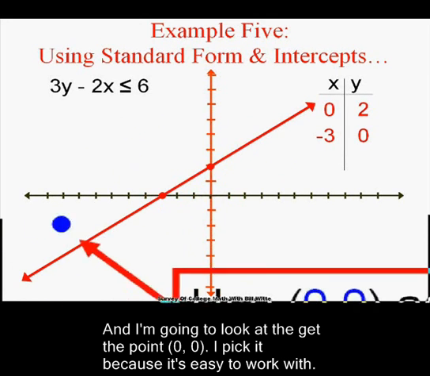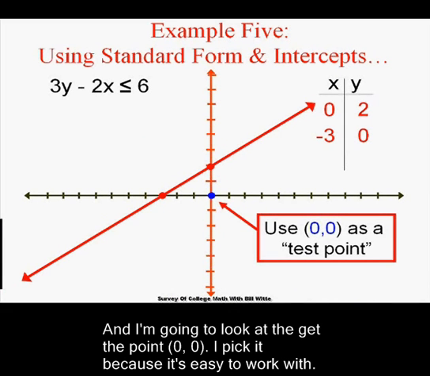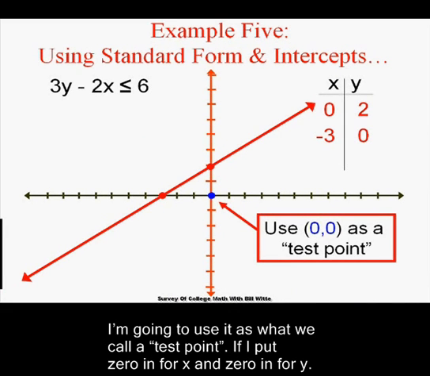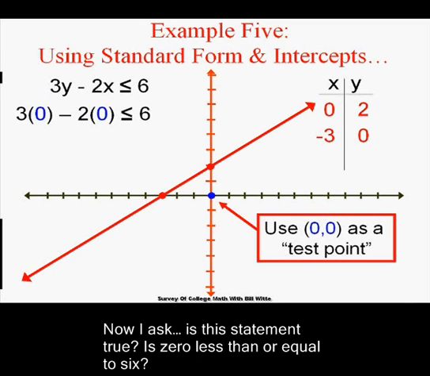Here's someone who can help you. The point 0, 0. I'm going to use it as what we call a test point. Of course, I'm going to put 0 in for x and 0 in for y. And what is that going to be? 3 times 0 minus 2 times 0. Every time it's going to be 0. Now, is this statement true? Is 0 less than or equal to 6?